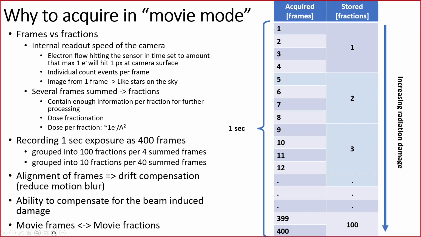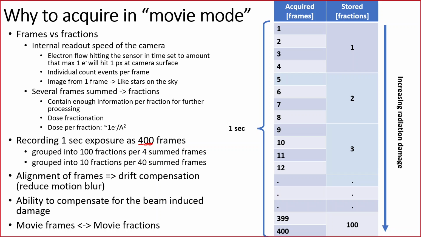Movie mode is a very useful mode, and nowadays all the acquisitions for single particle are done in movie mode. This is because our cameras, the direct electron detectors, are able to acquire at a very fast frame rate. For example, the K2 detector can acquire at 400 frames per second. The K3 detector can acquire even at 1500 frames per second.